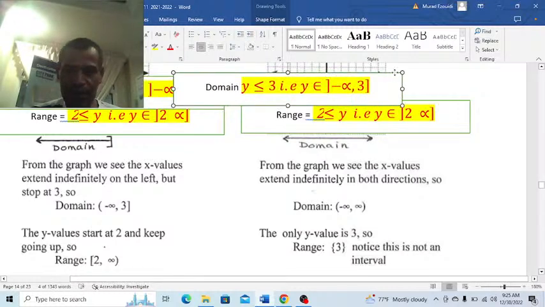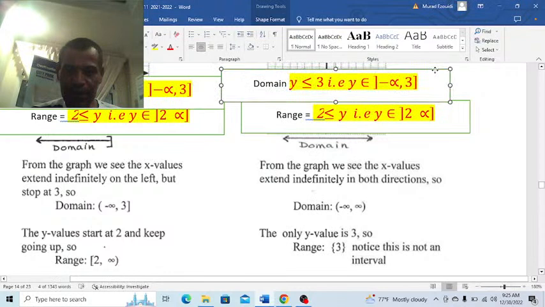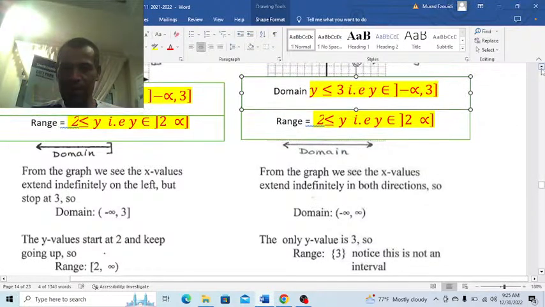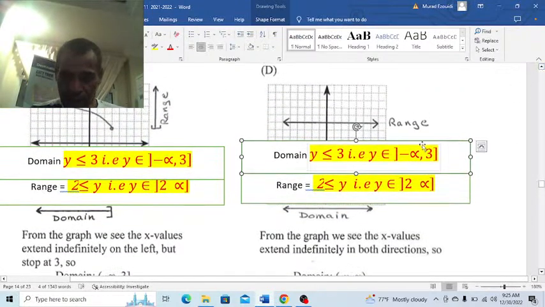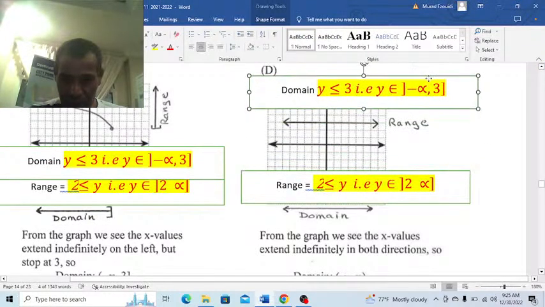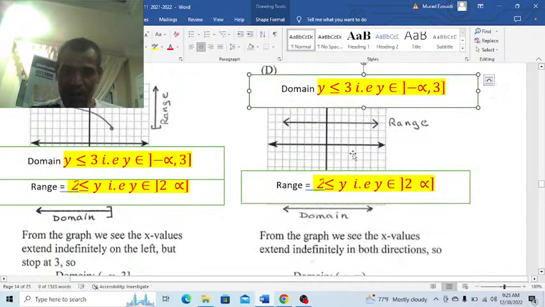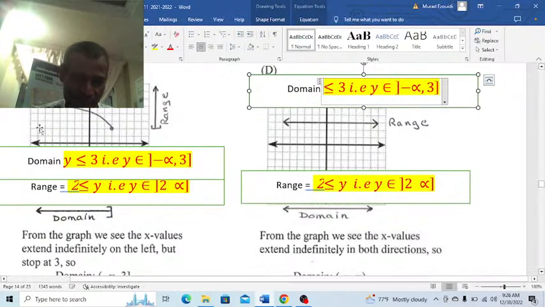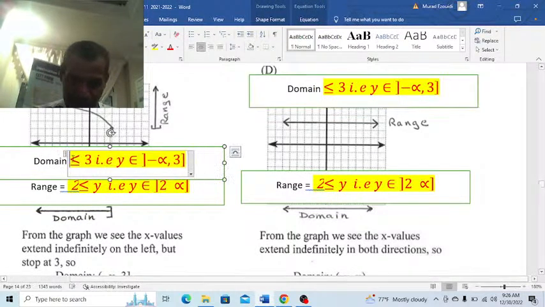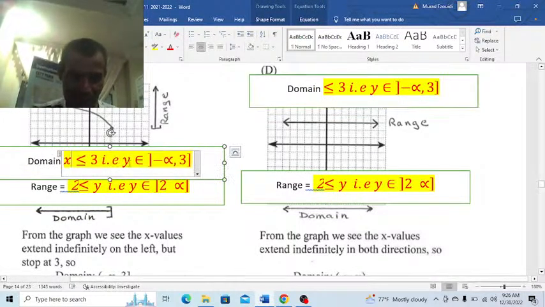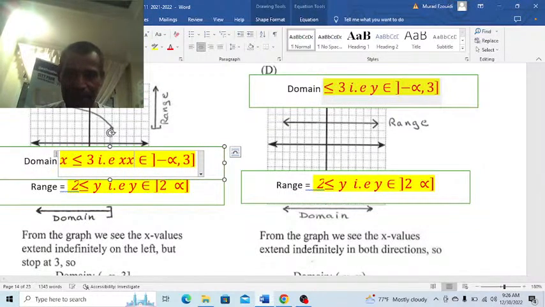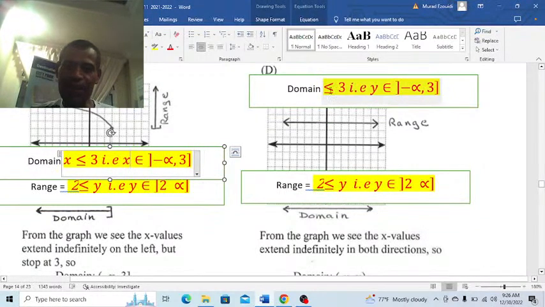Let's see the domain. I will go back now. So okay, I will write up. It is possible. So the domain in fact is what? It is all the numbers. Of course, the domain is x, not y. X belongs to. Now the domain we said is x. Here the domain is x.